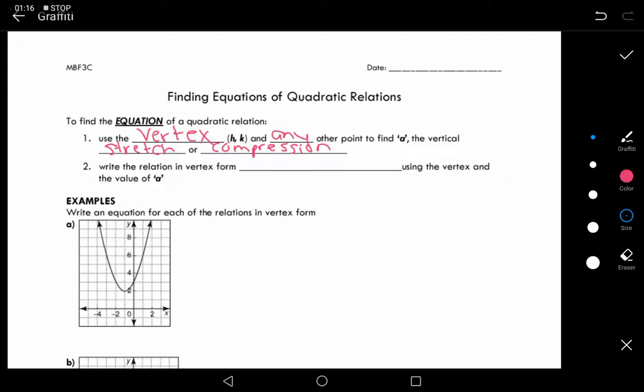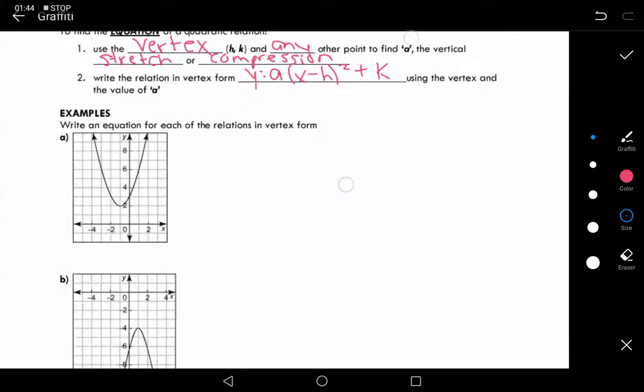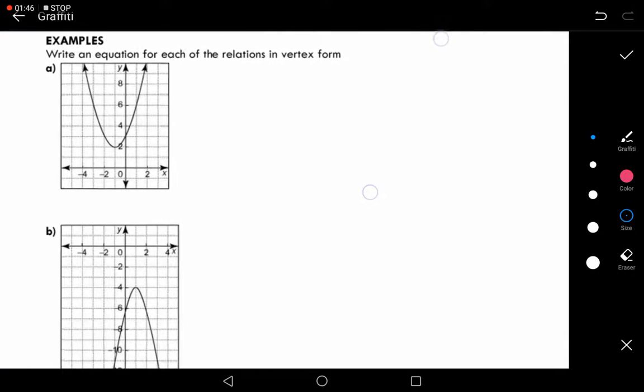Once we've done that, we're going to write the relation in vertex form, which we should know is y equals a(x minus h) squared plus k. And we're going to write it in that form using that vertex, right? Because the vertex is (h, k), as well as that value of a that we are going to solve for. So this is a fairly short note. We're just going to do 3 quick examples. Okay, so looking at A here, it says write an equation for each of the relations in vertex form. So all we're going to do is follow those 2 steps, very simple 2 steps.